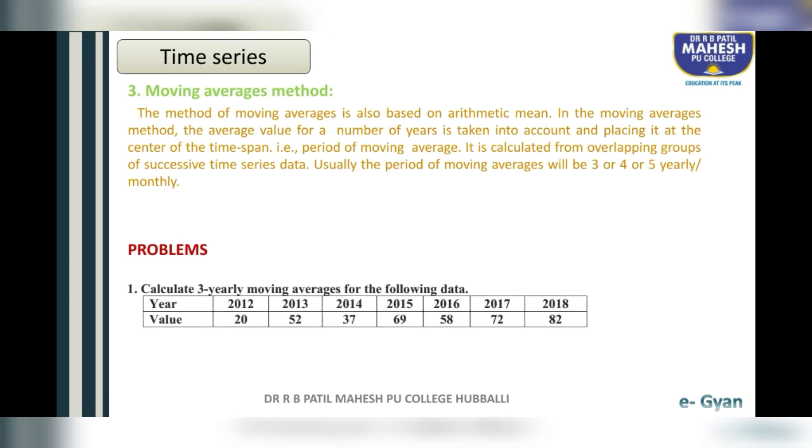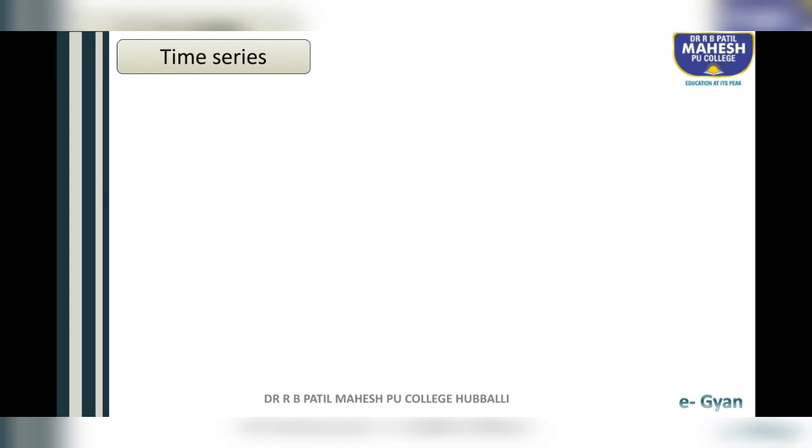Calculate 3 yearly moving averages for the following data. In the first column, the year is given from 2012 to 2018. In the next column, the value for 2012 is 20, for 2013 it is 52, and so on, and for 2018 the value is 82. So using the 3 yearly moving averages method, we are going to solve this.